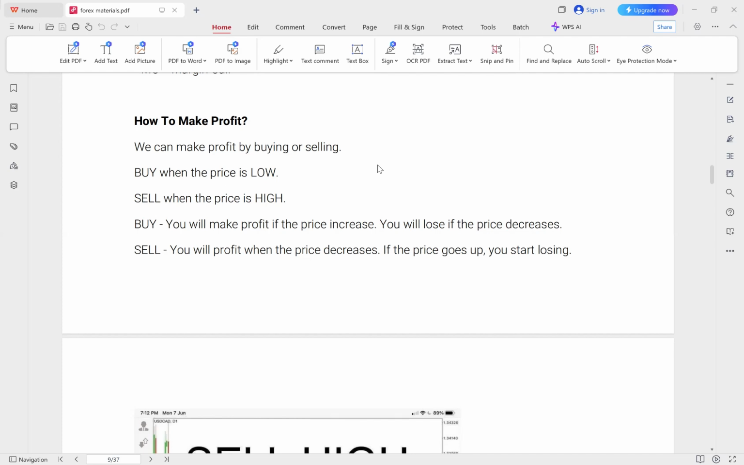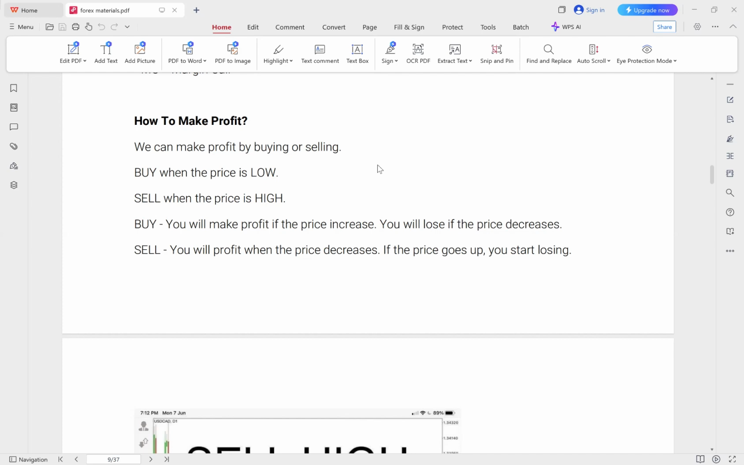So in Forex, how do we make money? How do we make profits? We buy when the price of that asset is low, so that when it goes up, you can make profits. What that means is that you are buying it when it is cheap. That's why we say buy when the price is low. You are buying when the price is cheap. And then when it appreciates, you will make profits.